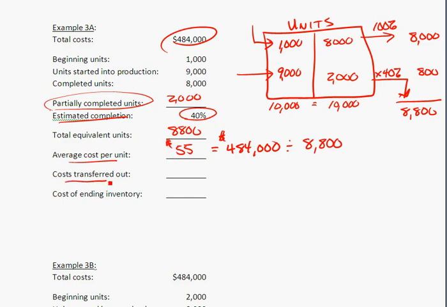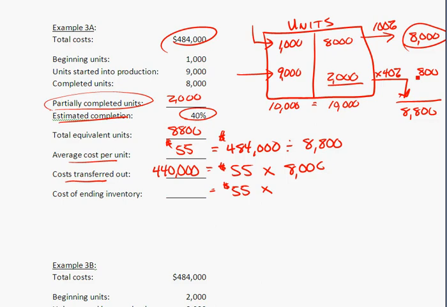Now, to calculate our cost transferred out, we'll take our $55, multiply it by our 8,000 units that were transferred out, and we get a cost for the units that we transferred out of $440,000. The cost of our ending inventory will be, again, our $55 per equivalent unit, but this time we'll multiply not by our 2,000 units in ending work in process, but by the equivalent units of 800. 55 times 800 is $44,000 will be our cost assigned to ending inventory.